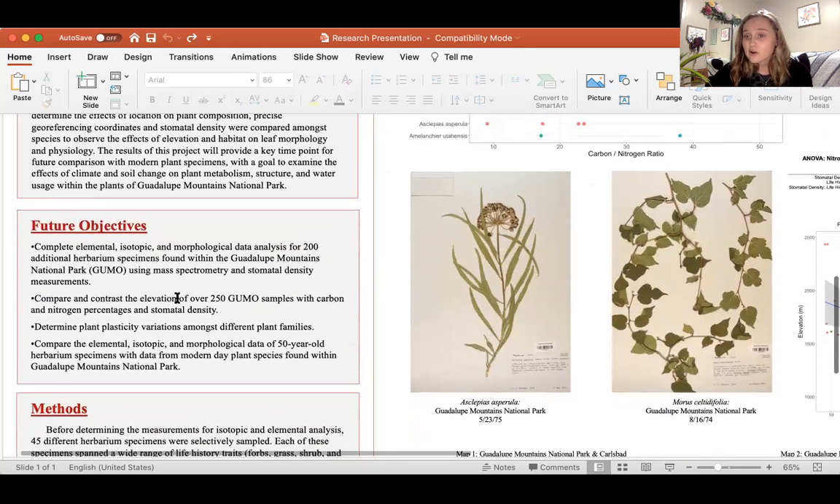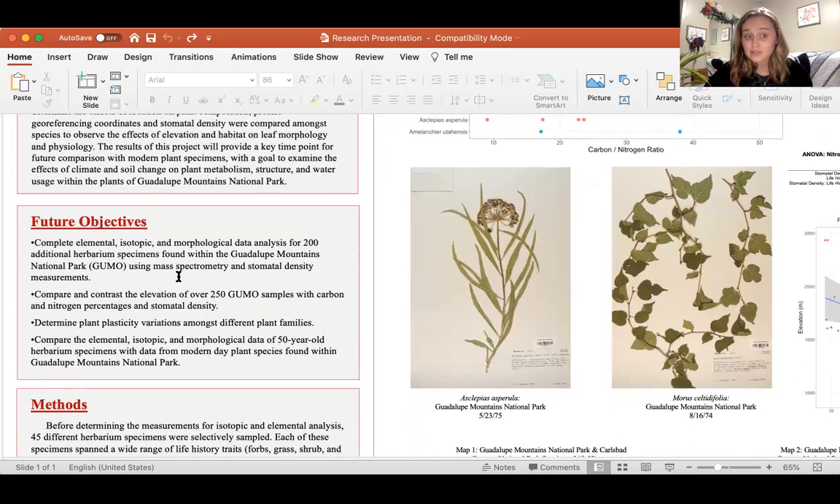So right now, our research project is hoping to complete our elemental, isotopic, and morphological data analysis for over 200 additional herbarium specimens, for a total of 250 different samples. All of these samples will be found within the Guadalupe Mountains National Park, or GUMO for short. We will find a couple of these specimens outside of the park, but the majority of them are found within GUMO. And we will be using mass spectrometry and stomatal density measurements to again determine the isotopic, the elemental, and the morphological differences between each of these species.